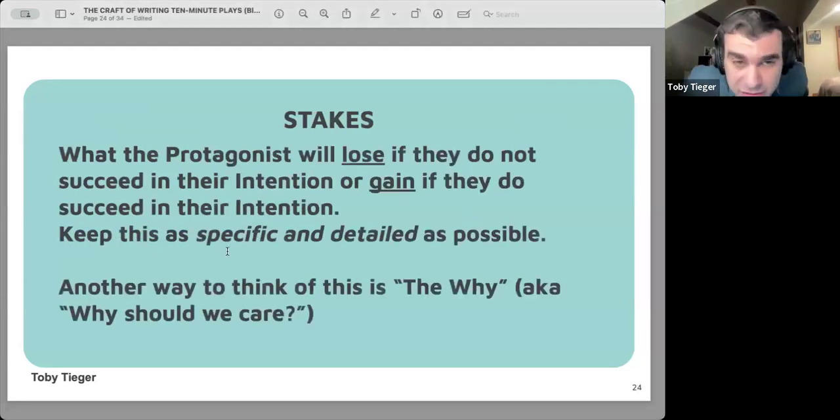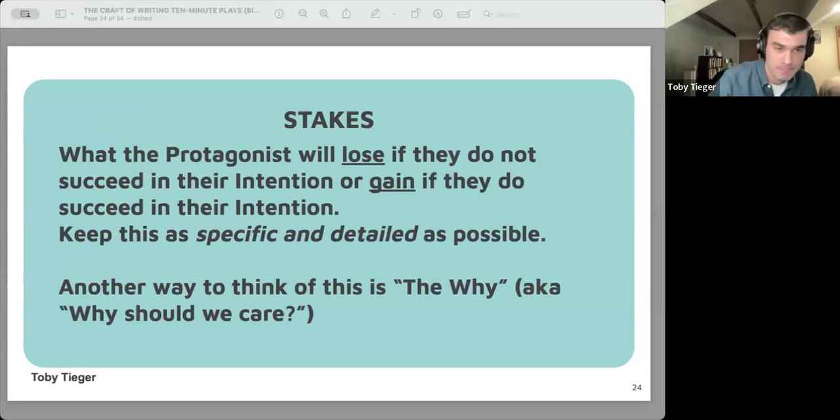Okay. So stakes are what the protagonist will lose if they do not succeed in their intention, or gain if they do succeed in their intention. And we try to keep this as specific and detailed as possible. The reason we do that is the more specific and detailed it is, the more people feel it in their guts. Another way to think about this is the why. Why are we supposed to care about the thing that the character cares about?